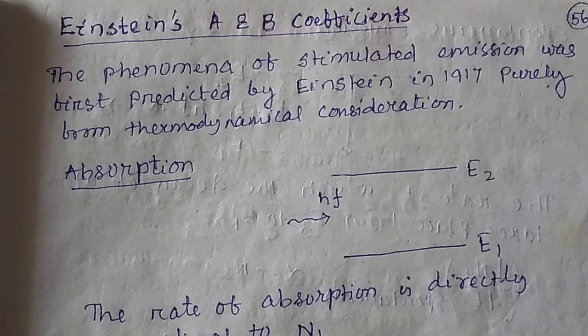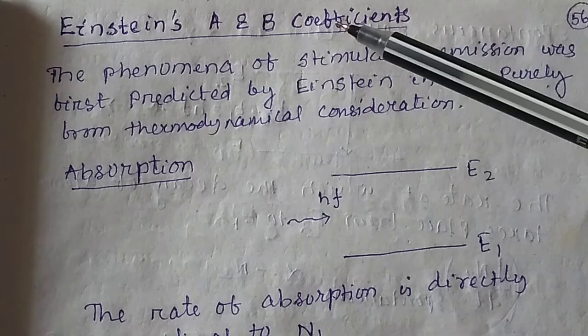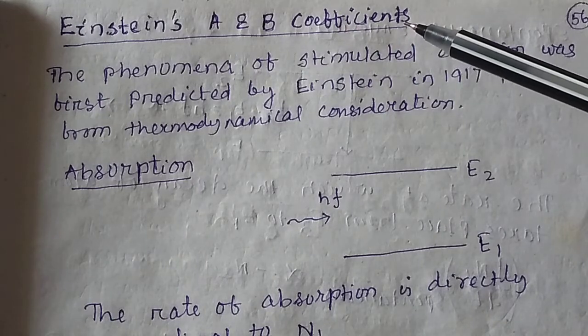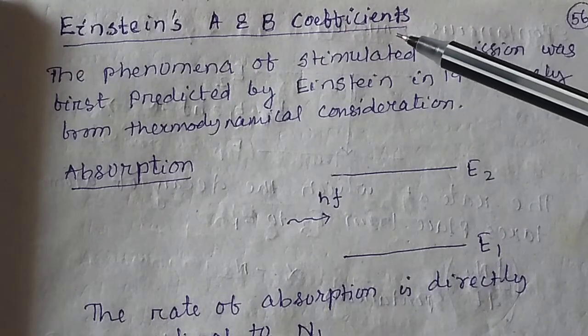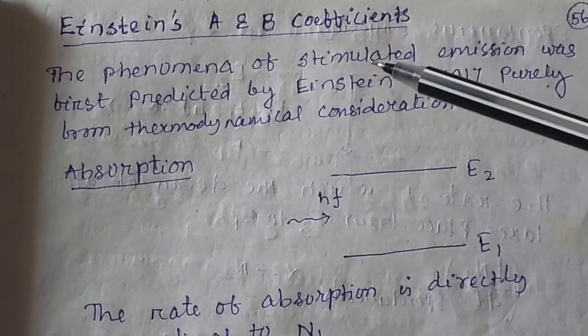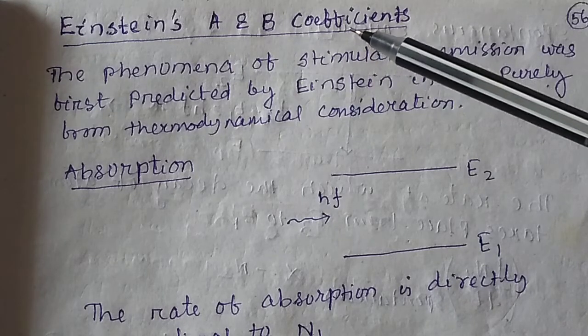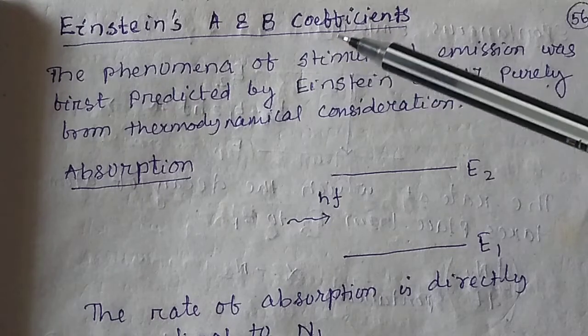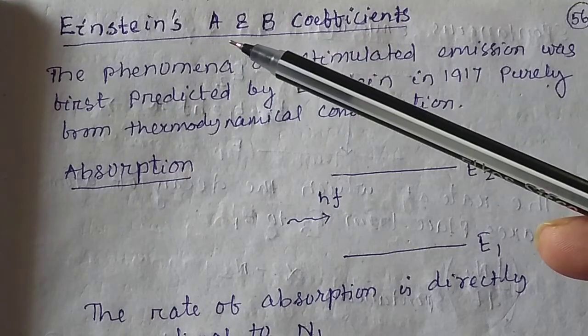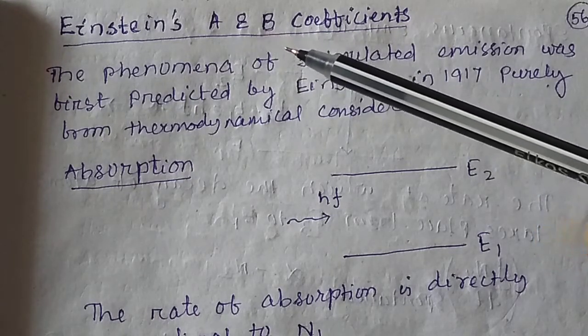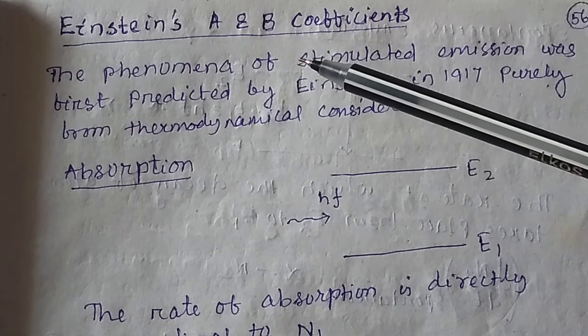In this video, we'll discuss Einstein's A-B coefficients. So, a question will come like this: derive Einstein's A and B coefficients. In Einstein's A and B coefficients, you have three coefficients. One is your A, another one is your B12, and the third one is your B21.